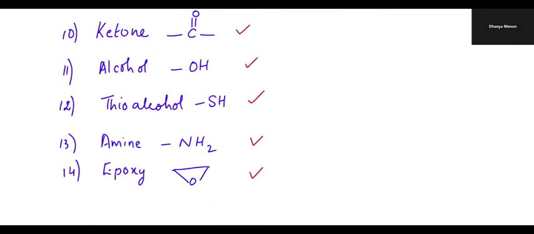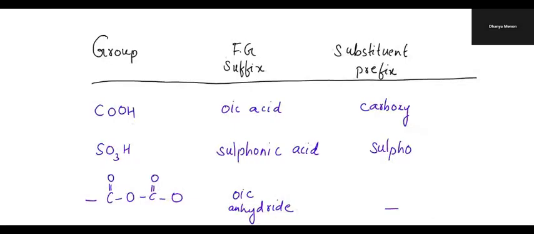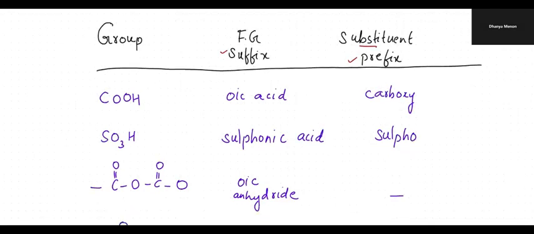Okay, so this is the priority order we will be following. Students, the next topic that we are going to discuss is the different functional groups: when they are the primary functional group, the suffix that we use, and if they are substituents, what are the prefixes that we are going to use. Okay, so you can see the first one is acid.